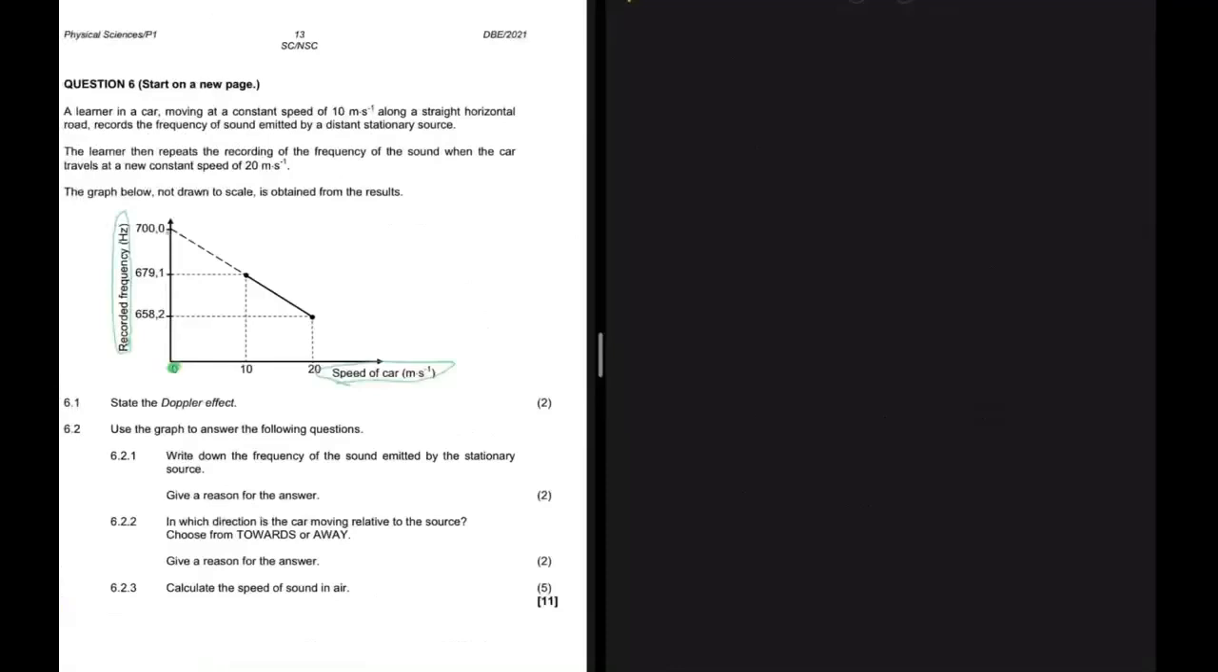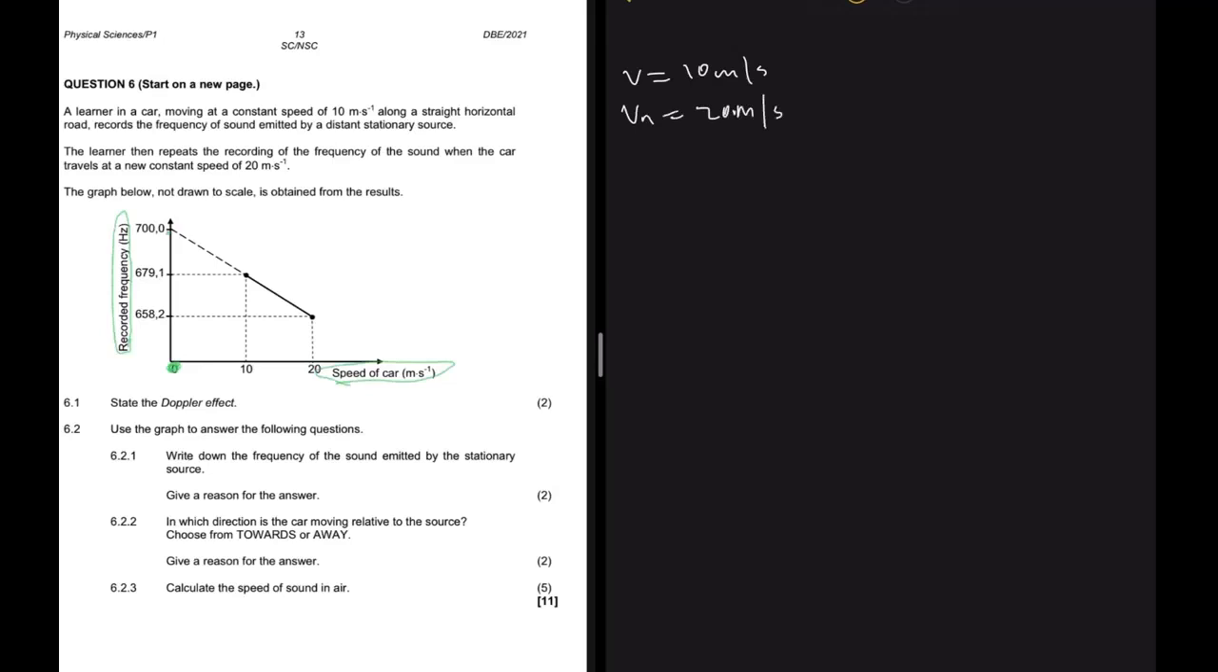A learner in a car moving at a constant speed of 10 meters per second, so we have V equals 10 meters per second, along a straight horizontal road, records the frequency of sound emitted by a distant stationary source. So the source in this instance is stationary and the listener is the one in motion, right? The learner then repeats the recording when the car travels at a new constant speed of 20 meters per second.